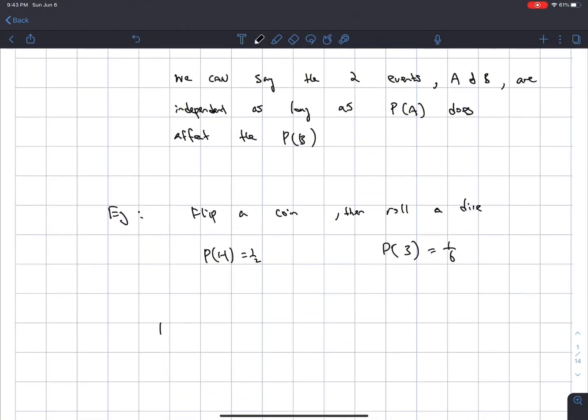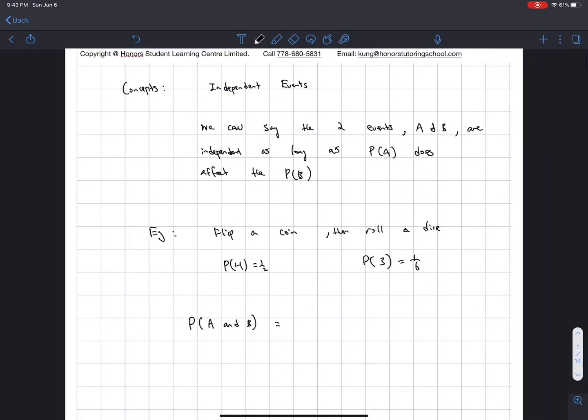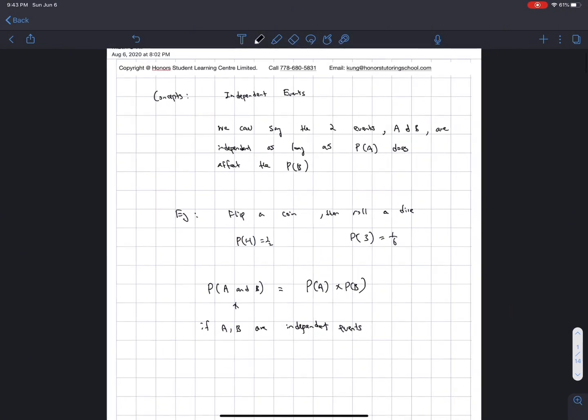When that happens, then the probability of A and B occurring, so if two events are independent, then the probability of A and B is really just the probability of A times the probability of B. So in our example, the probability of head and 3 is going to be 1/2 times 1/6, and we get 1/12.